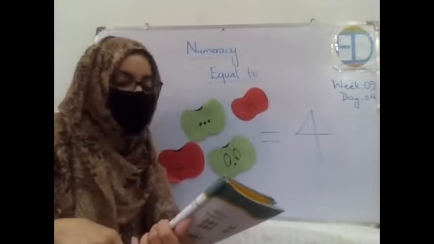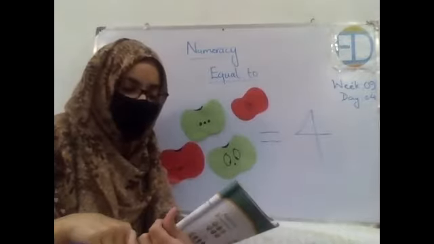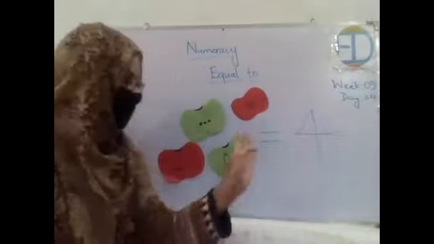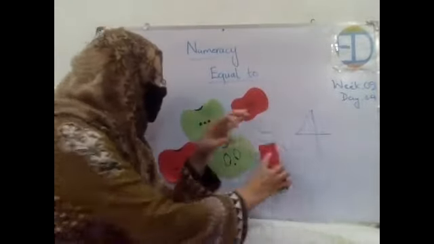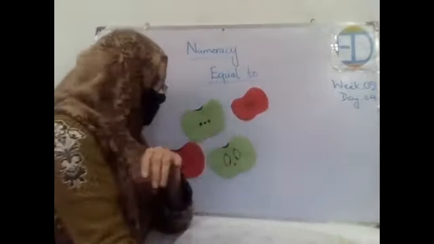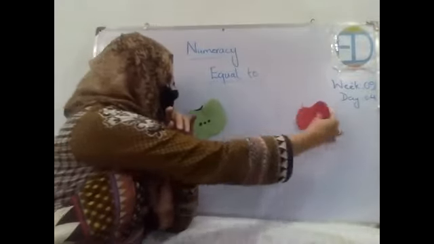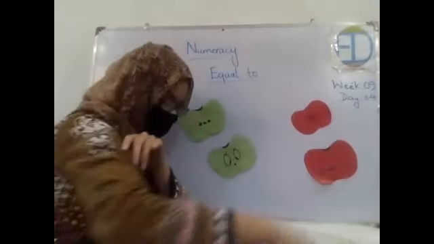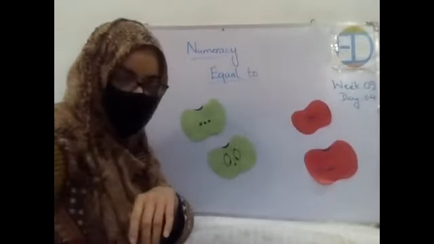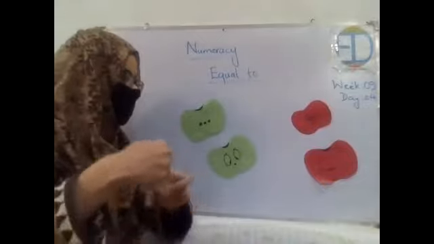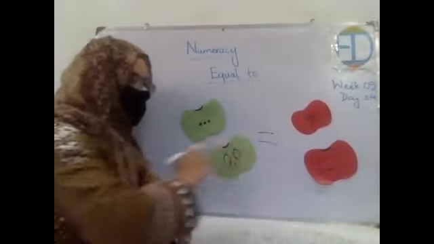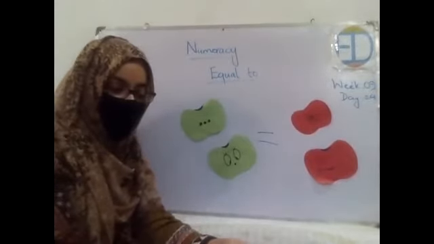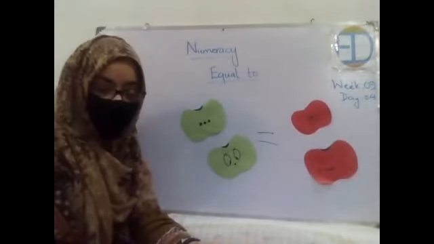Each set has the same number of objects. So this is shown by the equal to sign. Now let's say, as we have practiced it with the number, if we practice it in this way, can we again use the equal to sign, that both are equal to each other? Yes.